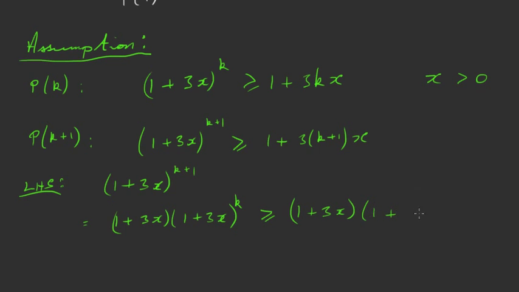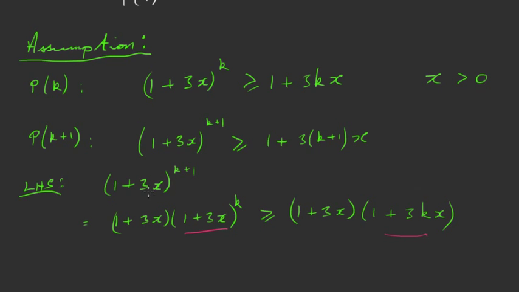1 + 3kx here. How did I get that? Well, if you go back to our assumption again here, you can see that (1 + 3x)^k, which is actually here, is greater than or equal to 1 + 3kx, which is actually here. So this part here is greater than this part here. Now really all we've done is multiply the left hand side by 1 + 3x and the right hand side by 1 + 3x. So the left hand side is still greater than or equal to the right hand side. Because all we've done is taken our assumption, if you like, and put a 1 + 3x here and a 1 + 3x here.